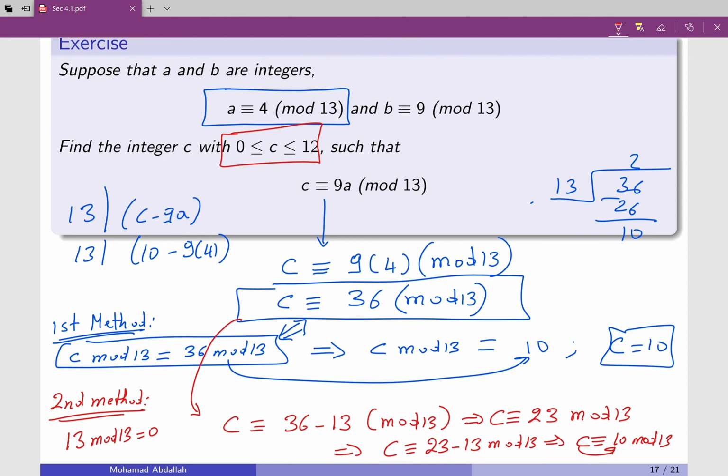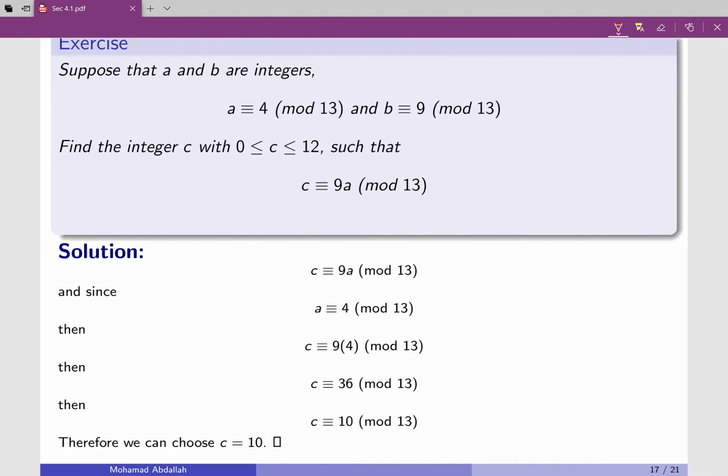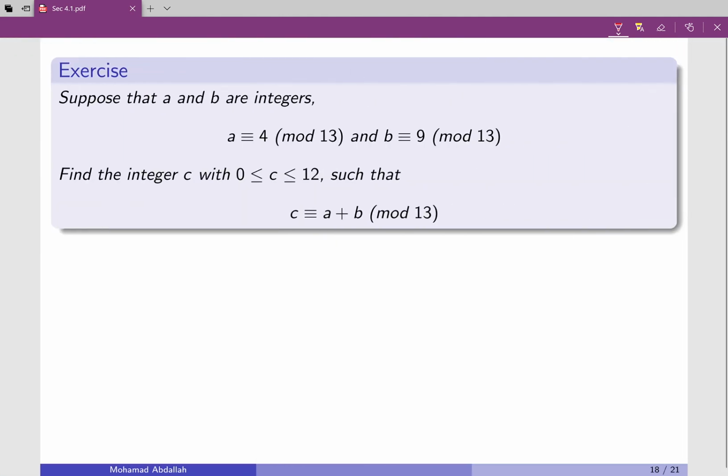So maybe someone will ask you, well, I want C to be between minus 12 and 0. So in this case, you keep subtracting 13s. I like to use this idea: I can subtract or add as much as I want multiples of 13, because basically what I'm doing here is just adding or subtracting zeros. So this is the solution.